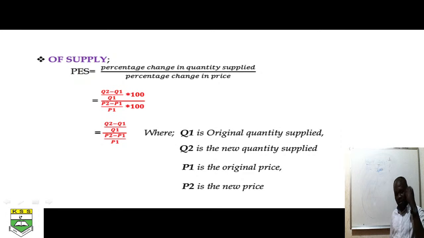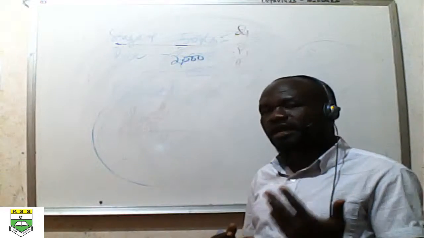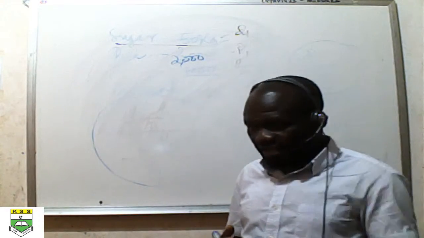But whatever question you are given, just look for the 4 things I told you. Look for the original price, look for the new price. For this case we shall say, look for the original quantity supplied and look for the new quantity supplied. The formula is the same. Okay? The method of working out is the same.